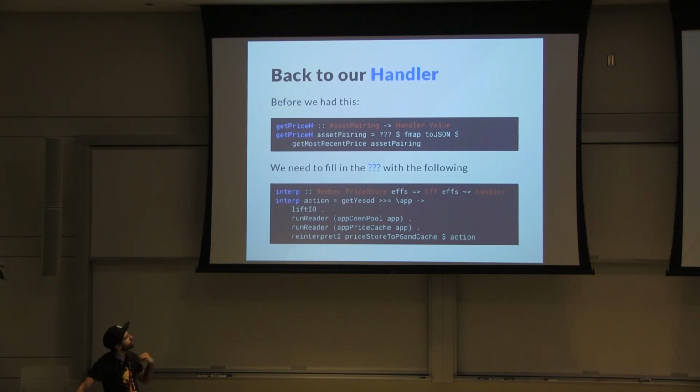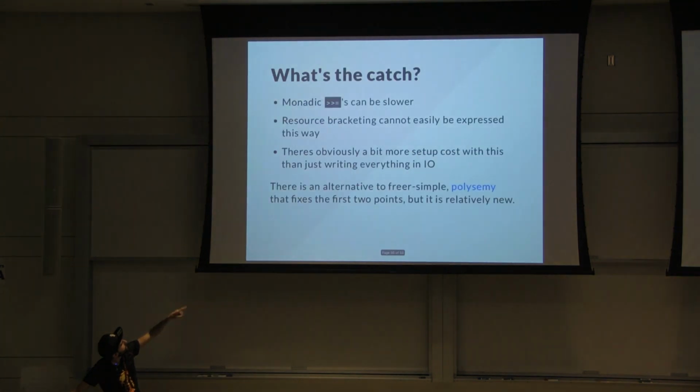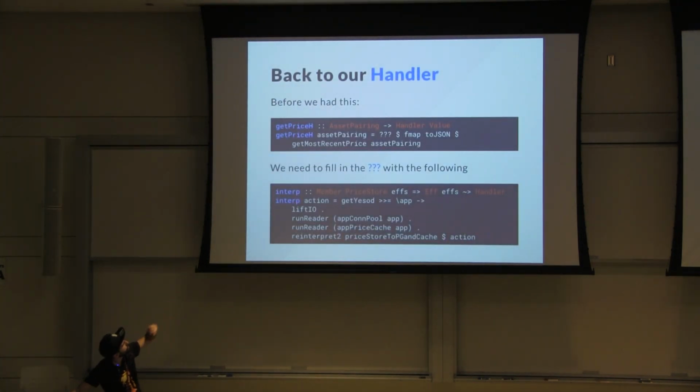And we still need to handle the fact that we need a connection pool, which is usually also stored inside of your app type. And then finally, because a handler is a MonadIO, we'll just go ahead and do a quick liftIO and get Yesod to actually get that app to feed to the other things. So this is our entire interpreter that we would use in the actual get price. And you can put interp where those question marks go.